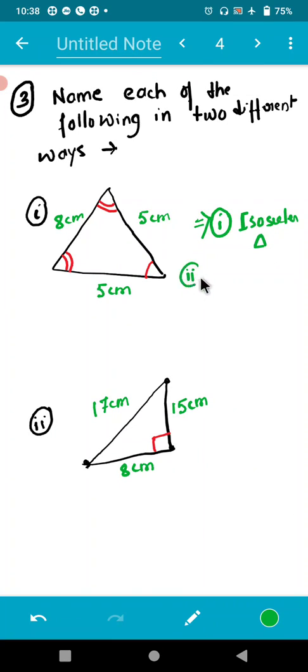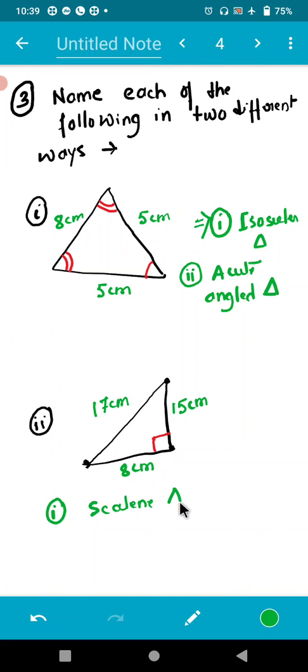Now, number 2, all the angles are less than 90 degree. Now, this time we will write acute angled triangle. Okay. Now, let's move on to the next one. Now, again sidewise we will first try to give the name. Now, as you see, all the sides are different to each other or unequal. So, we will write scalene triangle. And now, based on the angles, we will try to name it, as because you see there is 90 degrees there. So, it is right angled triangle.